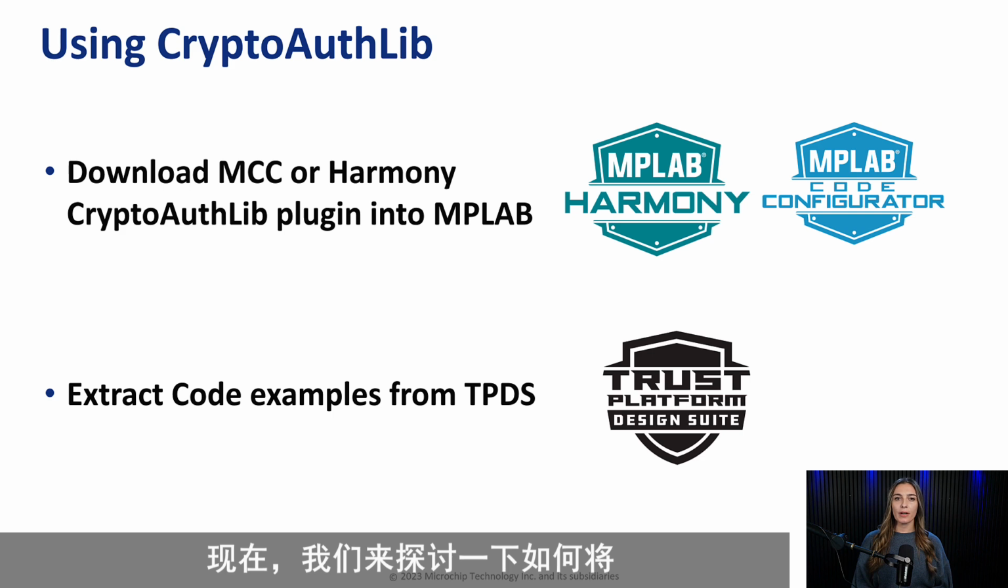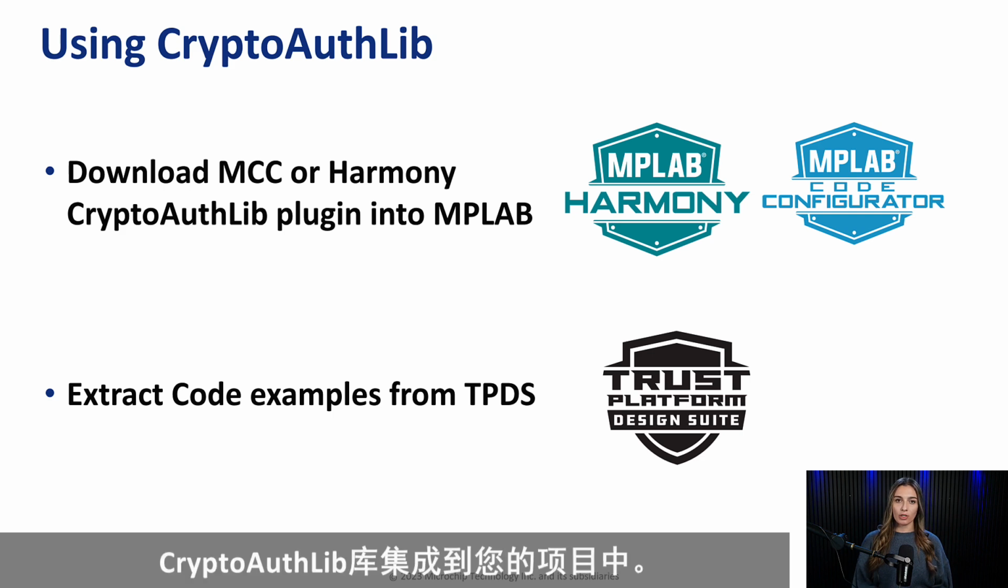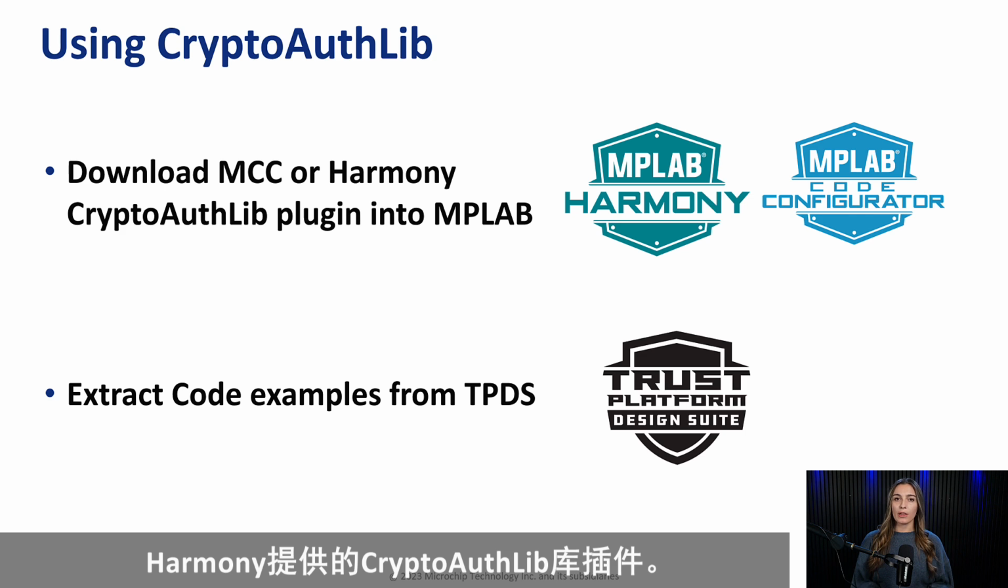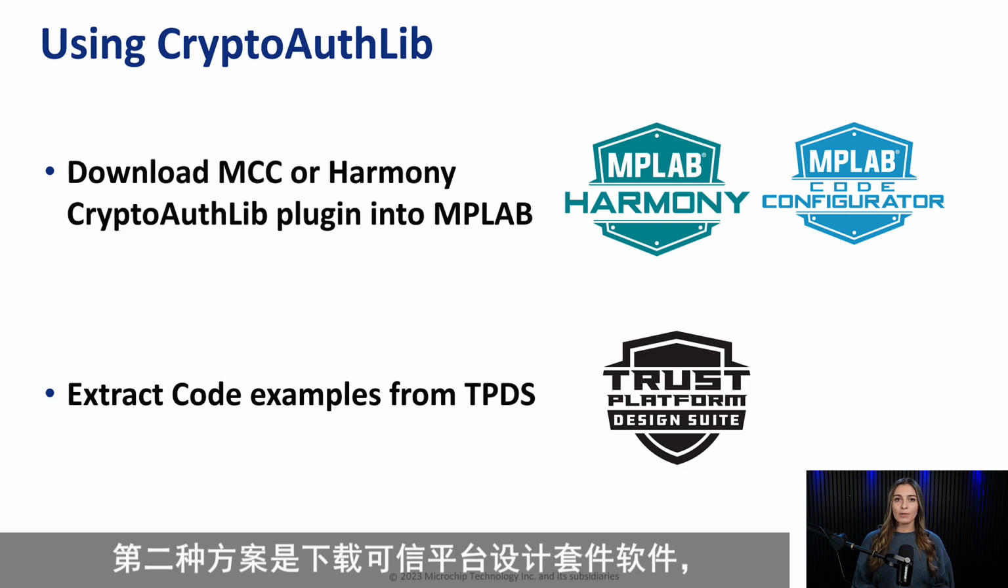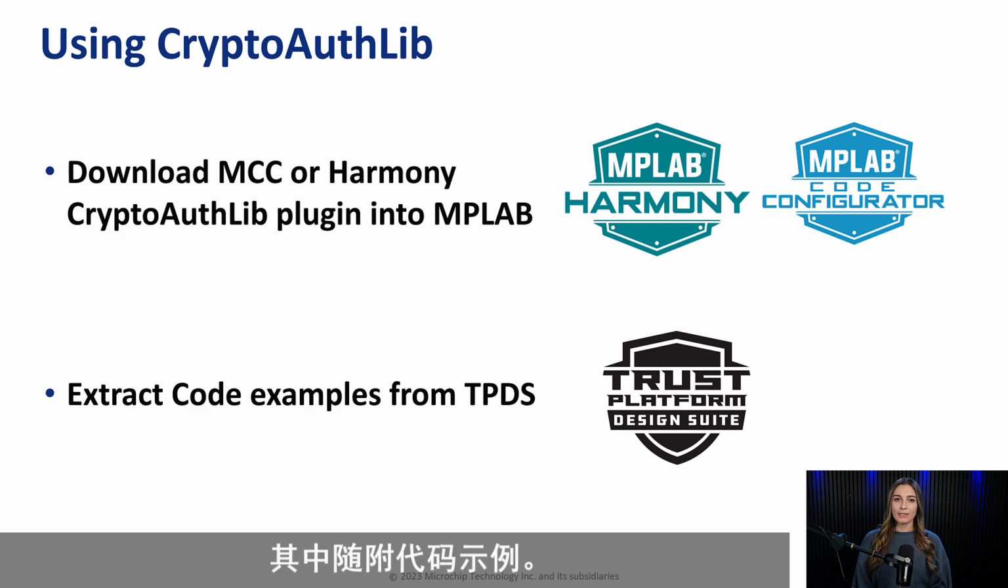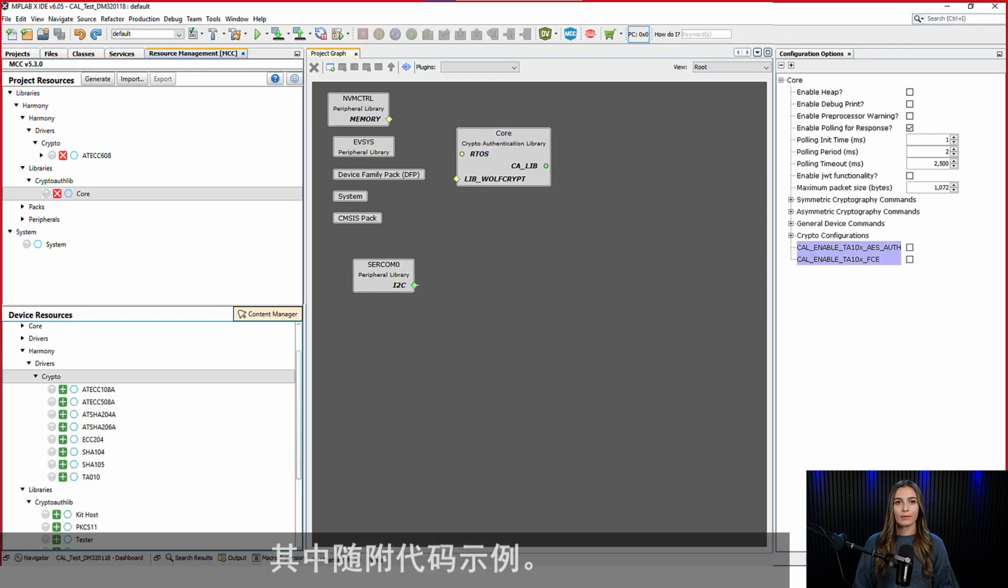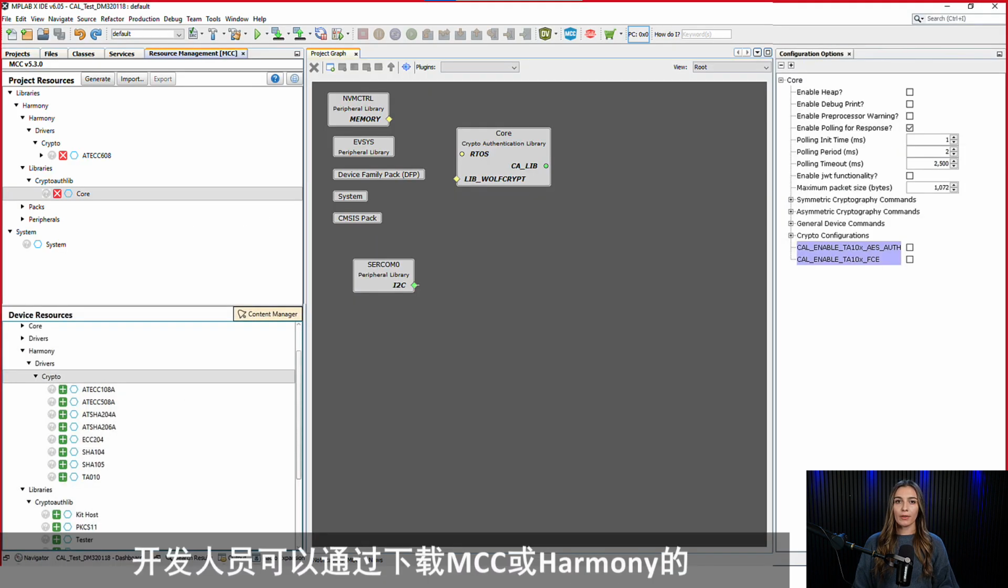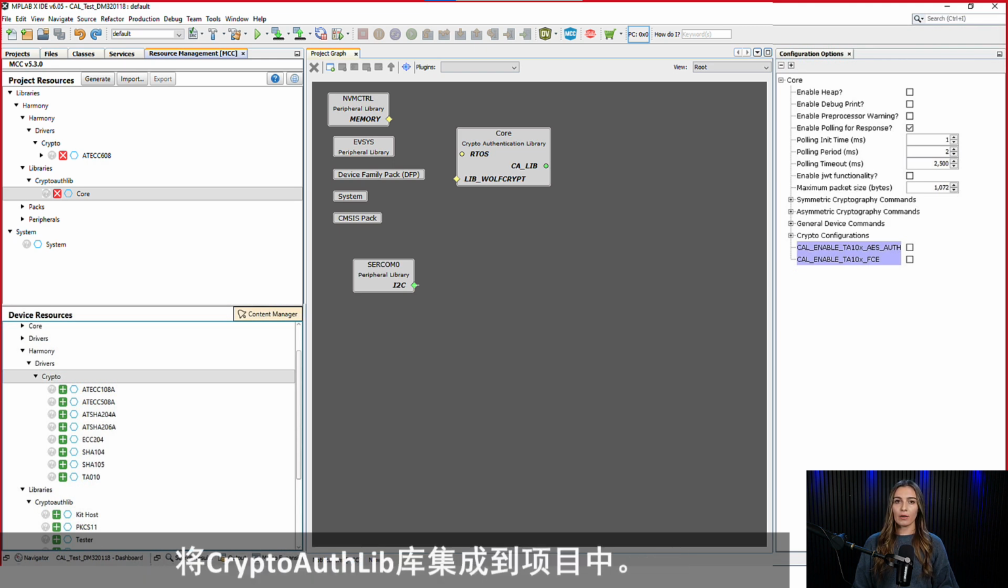Now let's explore integrating the CryptoAuthLib library into your project. So your first option for that is to download one of our CryptoAuthLib library plugins that we have available for either MCC or Harmony. Your second option is to download the Trust Platform Design Suite software, which is equipped with code examples for your use. Developers can incorporate CryptoAuthLib into their project by downloading the MCC or Harmony CryptoAuthLib library plugins. Once you have the plugin downloaded, CryptoAuthLib will be integrated into your environment like you can see here.